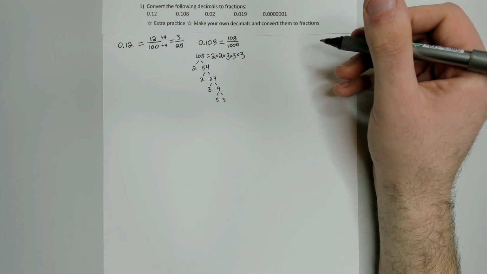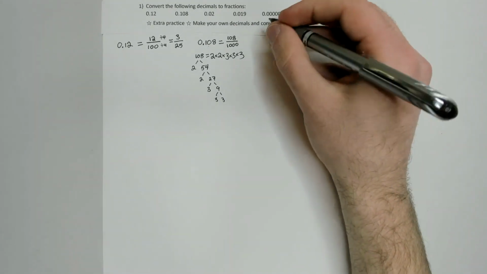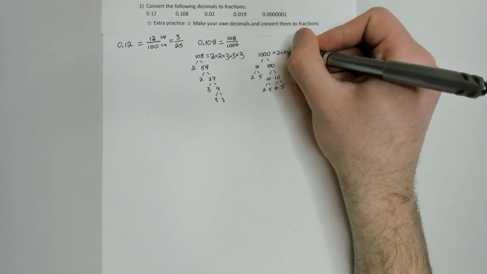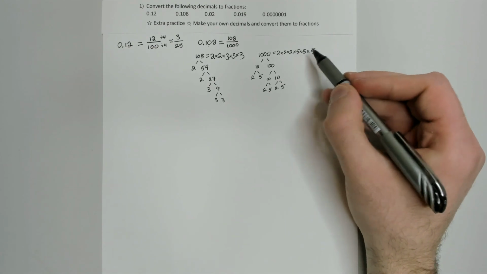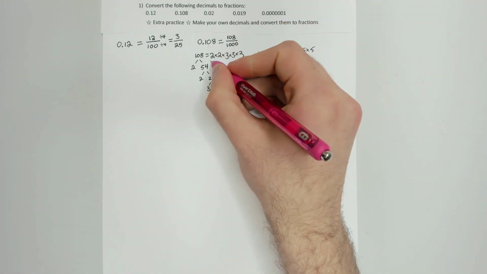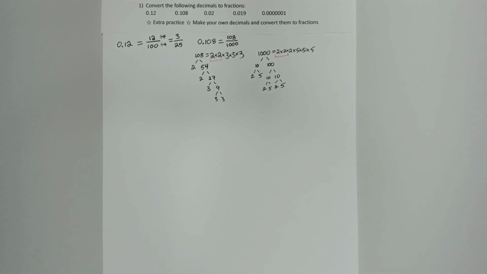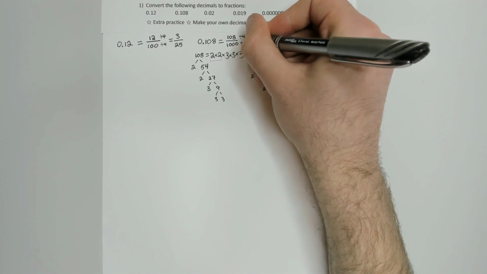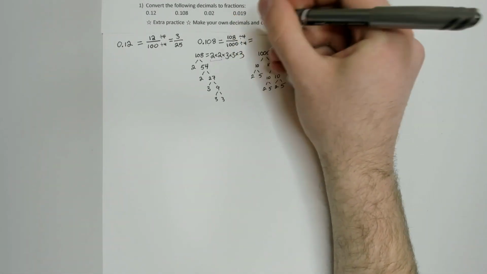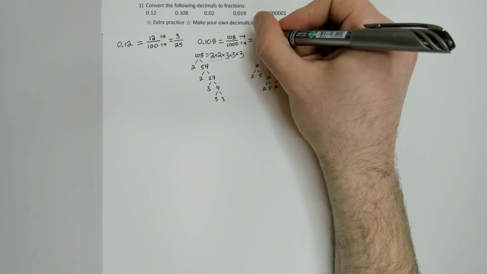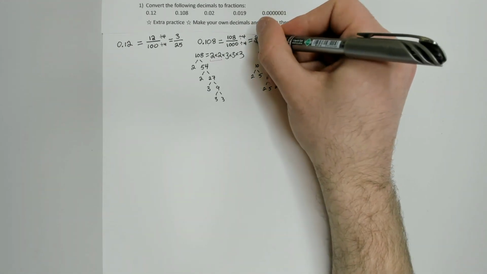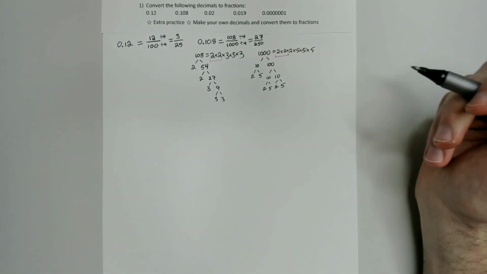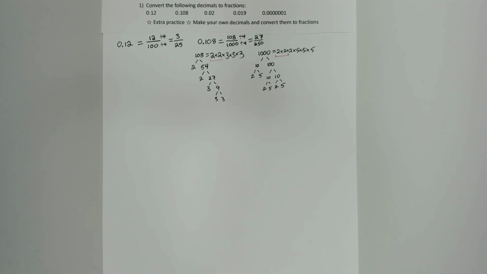108's prime factorization is 2 times 2 times 3 times 3 times 3. And then we're going to look at 1,000's prime factorization. That's going to be 2 times 2 times 2 times 5 times 5 times 5. To find their greatest common factor, we find all of their common prime factors, which in this case is just 2 times 2. So both of these can be divided at most by 4 because that's their greatest common factor. So 108 divided by 4 will be 27, and 1,000 divided by 4 will be 250. Since we divided by their greatest common factor, this is the most simplified fraction that gives us the decimal 0.108.